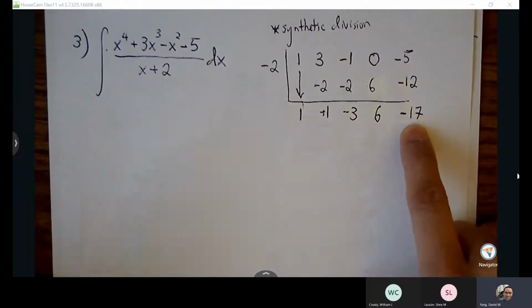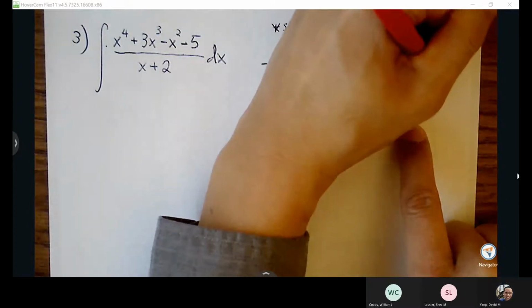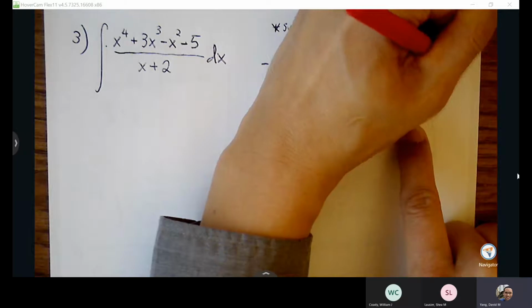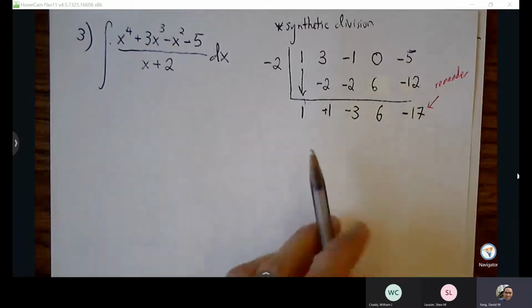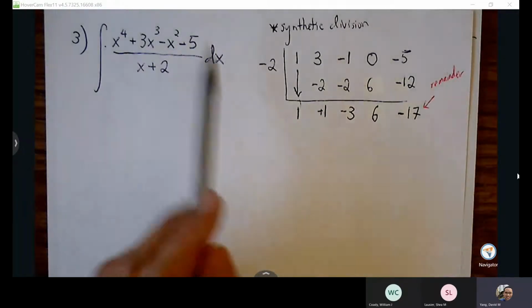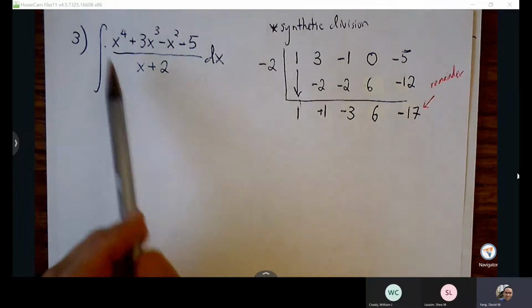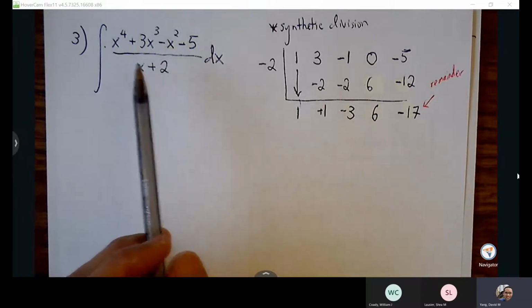So if you don't get a 0 at the end, that means this is a remainder. There's something left over here. Doesn't divide out perfectly, but we can still set up the problem. Okay. Now this doesn't solve the problem for us. It just gets us to the starting point so that we can actually have a form that is easier for our integral rules to manage.